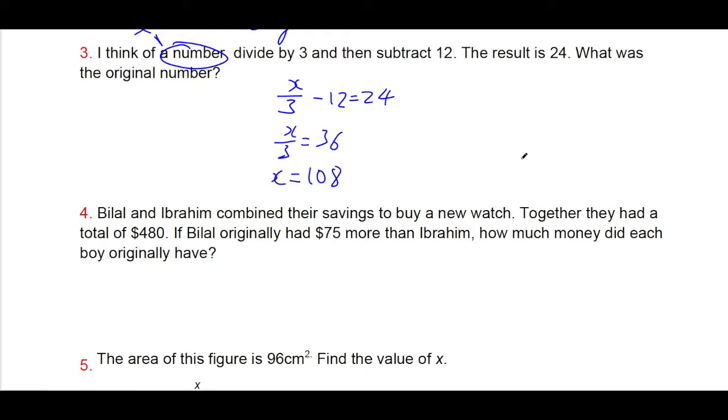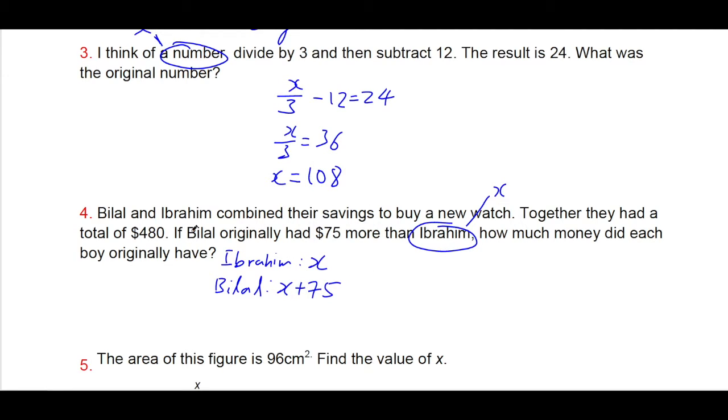What you can do is this. You can let the amount that Ibrahim has be x. So if Ibrahim has x, what would the amount that Bilal has be? Well, Bilal had $75 more than Ibrahim, right? So you can let the amount that Bilal has be x plus 75.